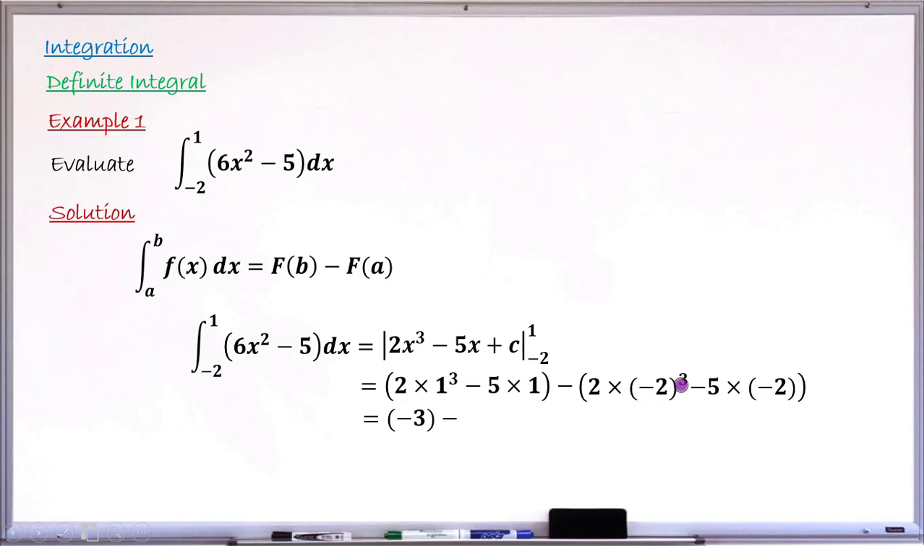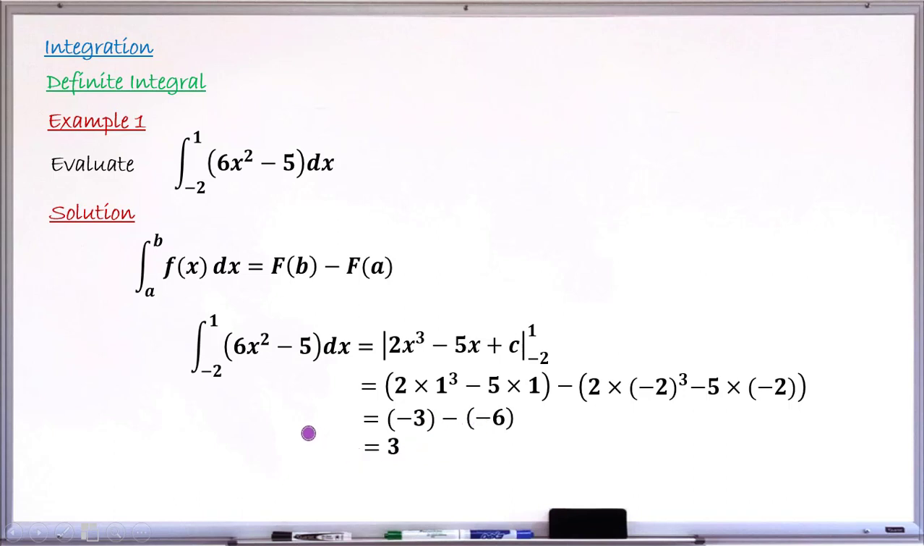Minus 2 raised to 3 will give you minus 8. Minus 8 times this 2 will give you minus 16. And this minus 5 times minus 2 will now give you positive 10. So you have minus 16 plus the 10. That will now end at minus 6. So I'll continue. I'll now take this minus minus as plus. So you now have in the end minus 3 plus 6, and that gives you positive 3.